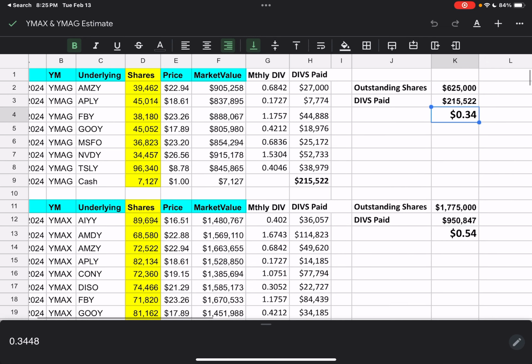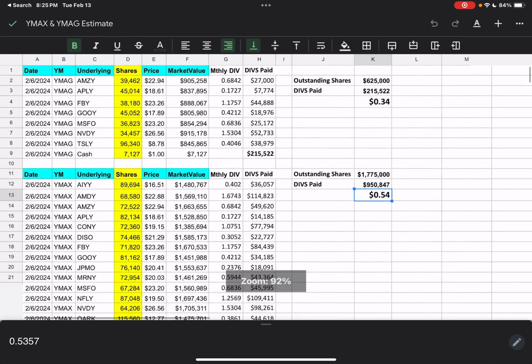And actually, if we're getting down to it, the math is actually for the YMAG, the 0.3448, and the YMAX is 0.5357. But again, these outstanding shares could change, and who knows, we're just guessing at this point on how they're going to do the calculations for these and how they're going to do the payouts. So I just thought today it would be fun to just do a calculation and see what it came out to, and then we can all compare and look at it when they announce it.